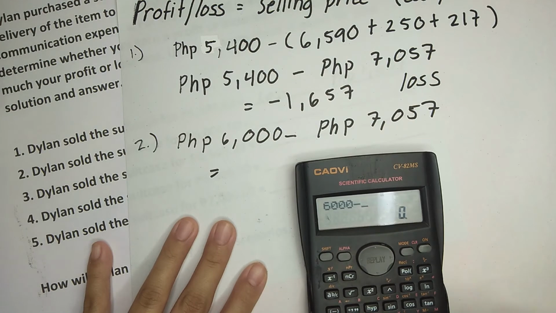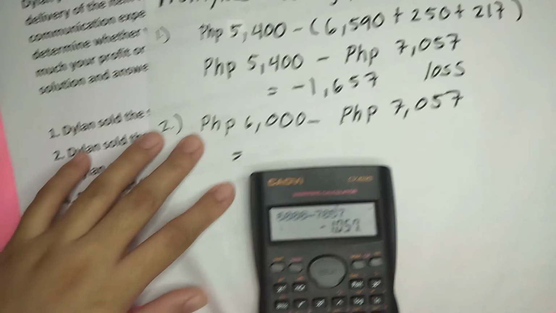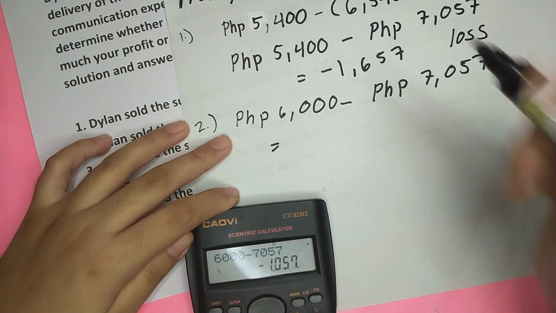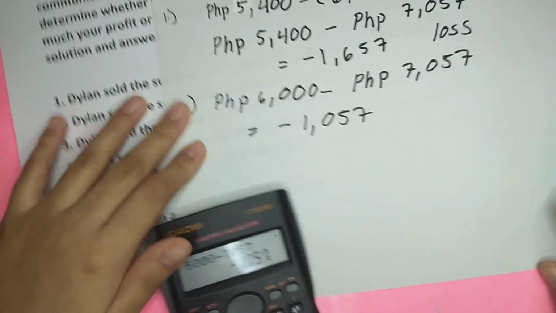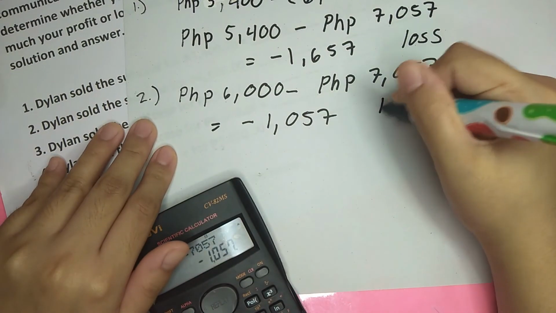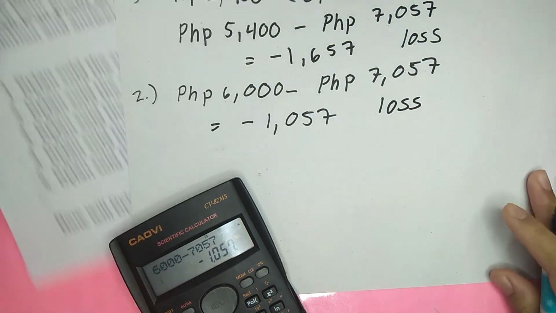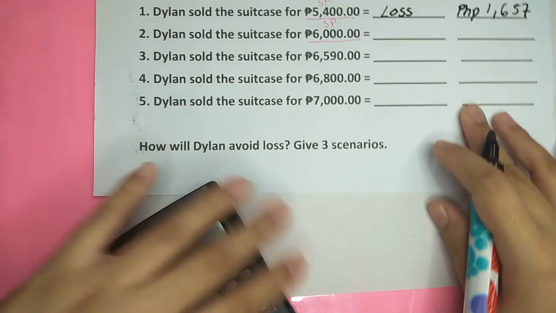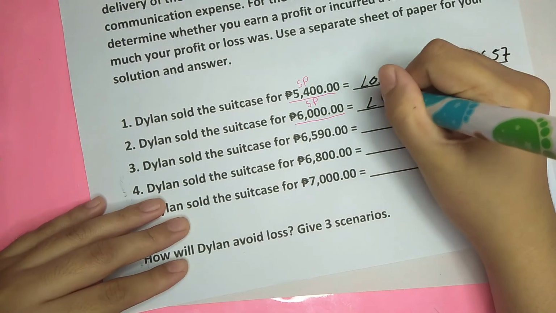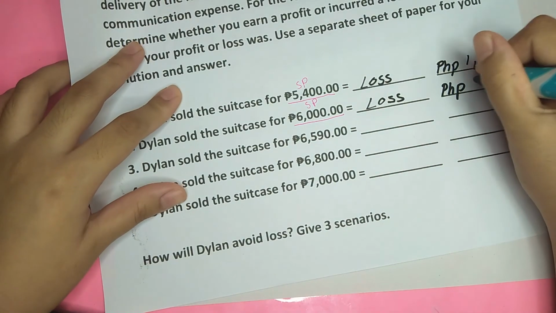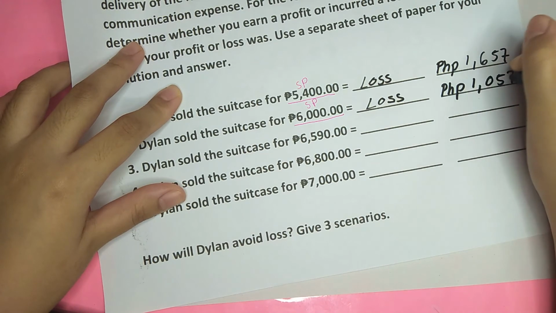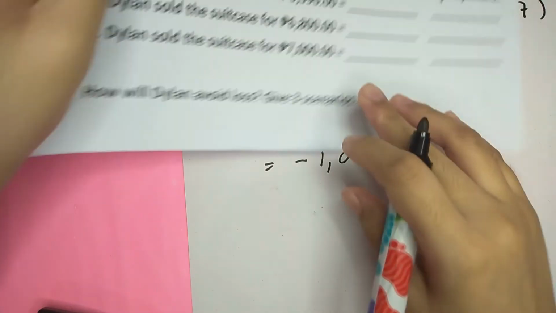6,000 minus 7,057. Okay. So, tama nga, negative nakuha natin. Negative 1,057. At dahil negative ulit, yan ay loss. So, for number 2, it is a loss. Nalugi siya ng 1,057 pesos. Okay, for number 3.